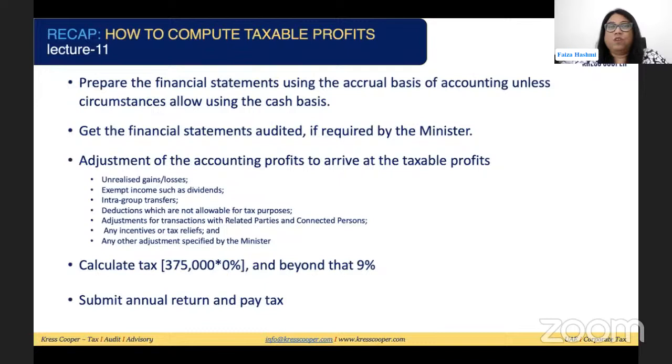Then we had discussed how to compute the taxable profit, how to go from accounting profit. We know that from accounting profit, we have to do certain adjustments to reach the taxable profit, and whose financial statements will get audited. That was not clear in the law. The word audited was not used, but lately a cabinet decision has come out, which has said that if it's a qualifying free zone person or any company which has 50 million revenue, they will need to have audited financial statements. The adjustments which we need to do are for unrealized gains and losses, exempt income, intergroup transfers, non-allowable deductions, any incentive or tax relief will be applied, and then we will arrive at our taxable income.